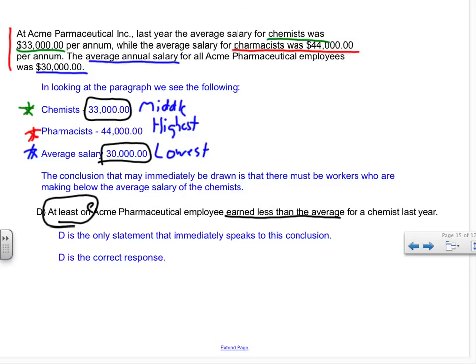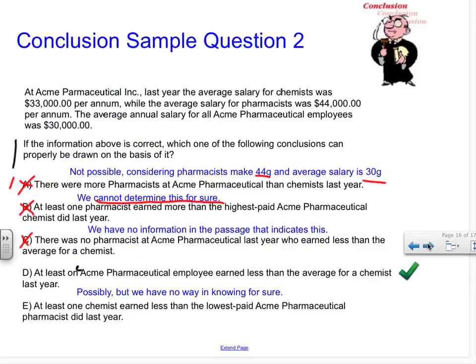But just for argument's sake, let's take a look at E. E says at least one chemist earned less than the lowest paid Acme Pharmaceutical pharmacist did last year. Again, it's possible, but just given the averages and the numbers that we are given, we have no idea of determining if this one is true. So E can also be eliminated. We can only go by the information that we're given in the passage. So again, D was the correct response. We have a check mark over here.